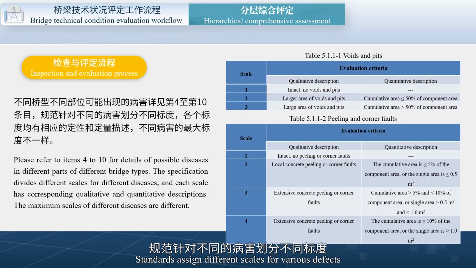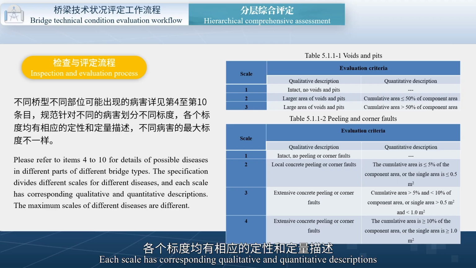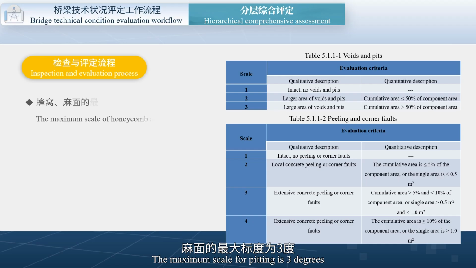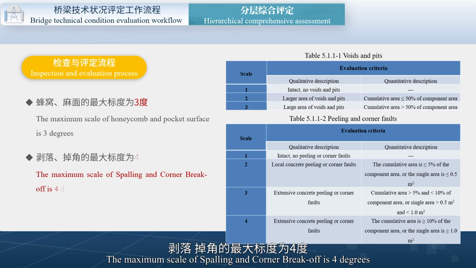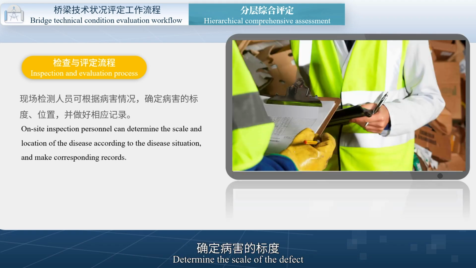Standards assign different scales for various defects. Each scale has corresponding qualitative and quantitative descriptions. Maximum scales vary for different defects, such as honeycomb. The maximum scale for pitting is 3 degrees. The maximum scale of spalling and corner break-off is 4 degrees. On-site inspection personnel can adjust based on defect conditions, determine the scale of the defect, locate it, and maintain proper recording.